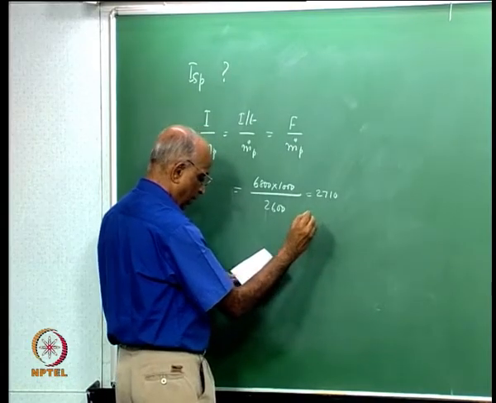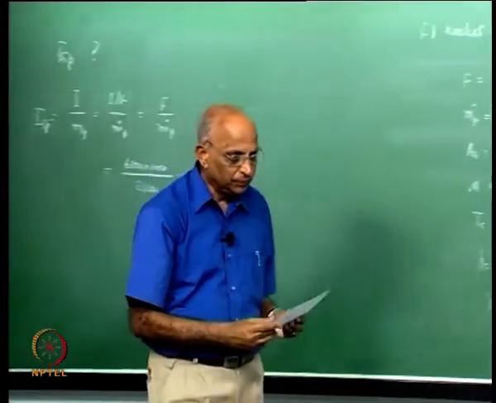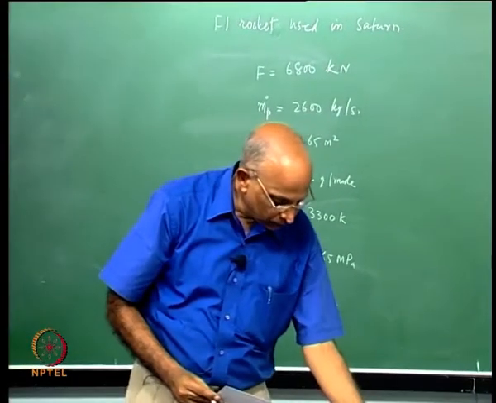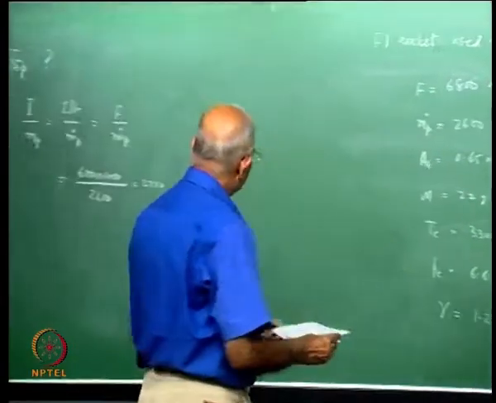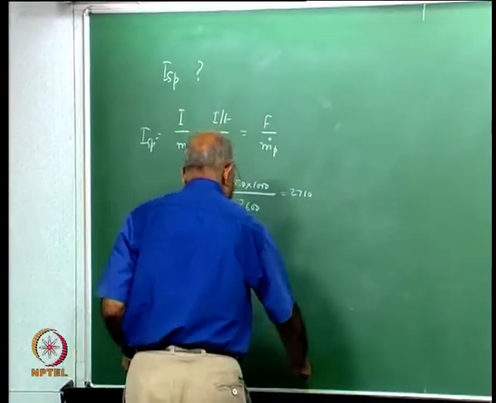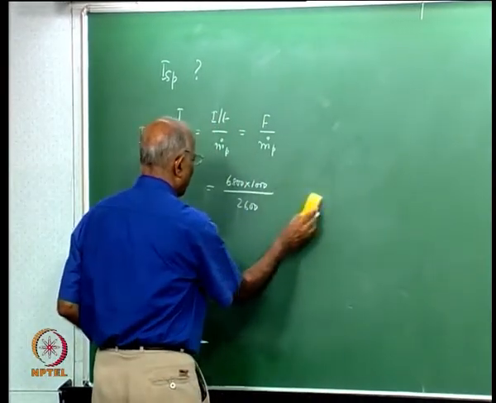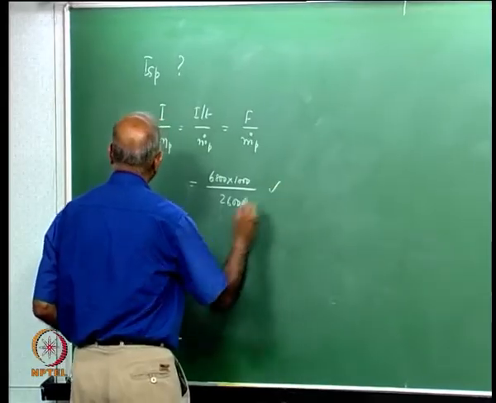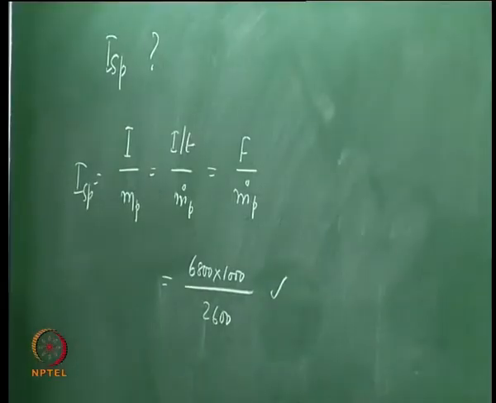Well, whatever this number gives me, I think it is less than 2710. You just get this value, this is the value of Isp.